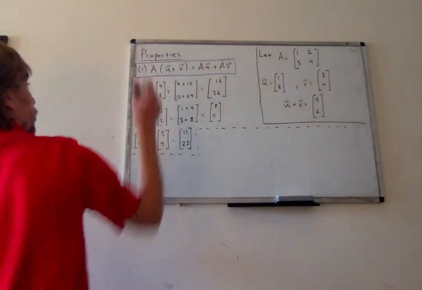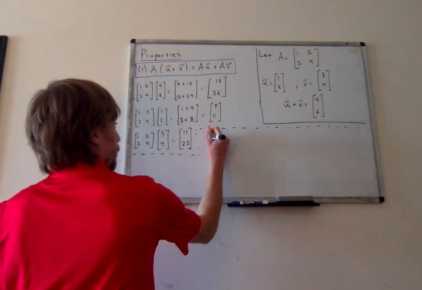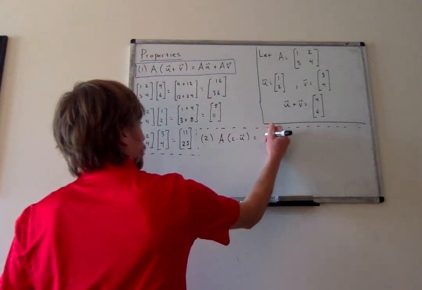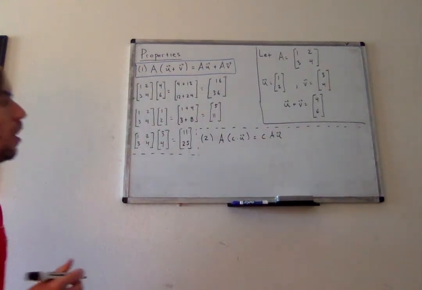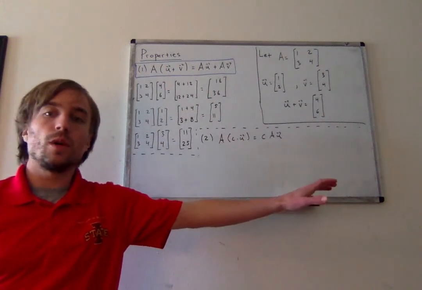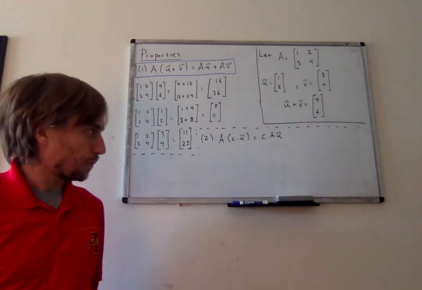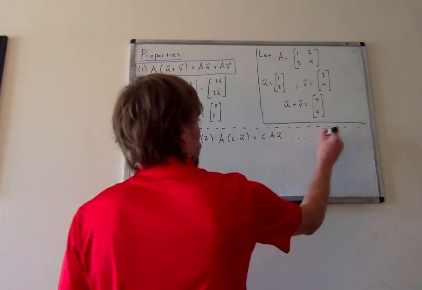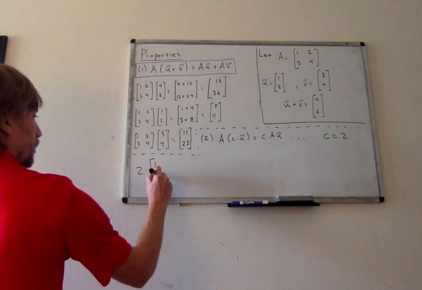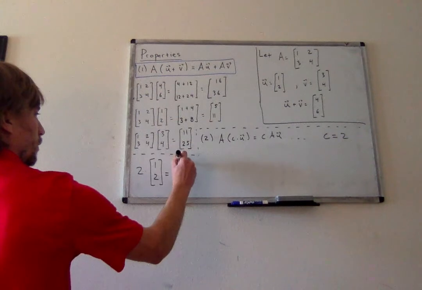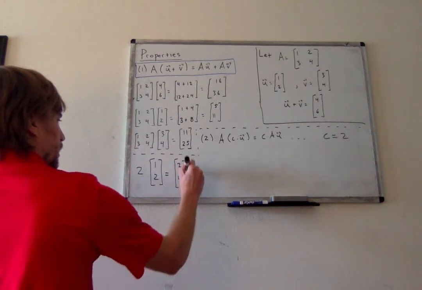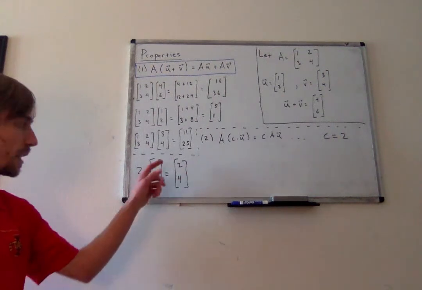Property number 2, I think, is a little more straightforward. So property number 2 is that for any scalar c, A times c times u is equal to c times Au. And all this is saying is that if I've got some scalar c multiplied by my vector u, I can factor that scalar out of the matrix vector equation and do this in any order I want. So to see this, suppose c was equal to 2. Well, I know that 2 times vector u is equal to the vector 2, 4, right? And remember, that's just because to multiply a scalar times a vector, I just multiply the scalar times every entry in the vector.